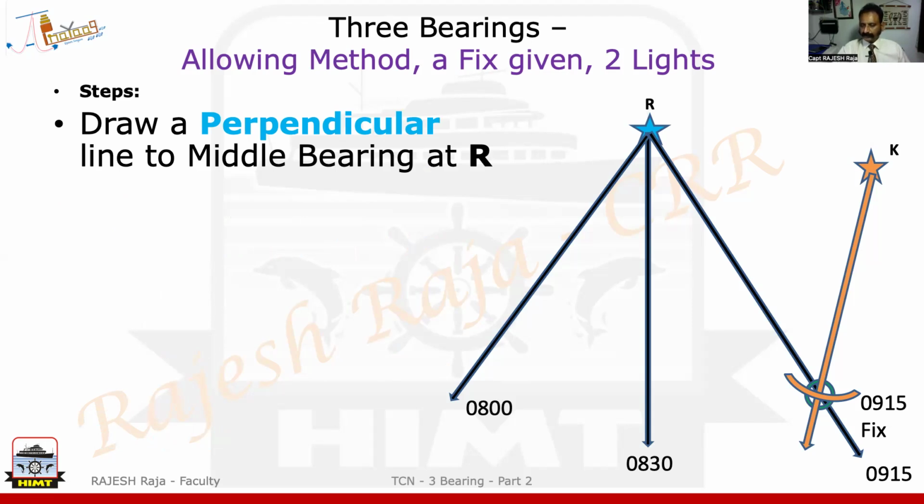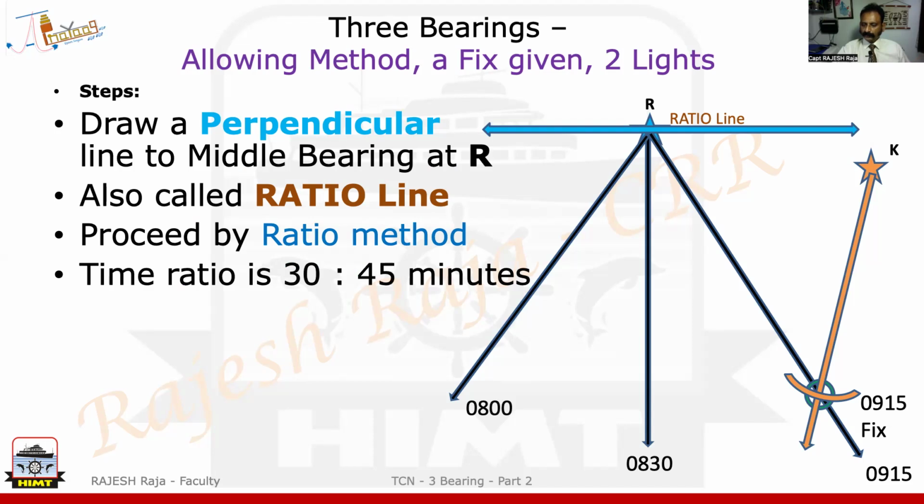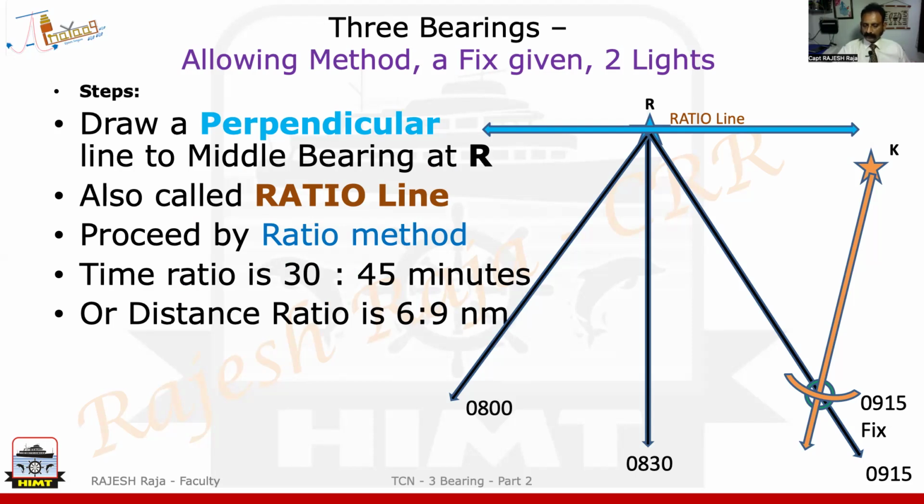Take the middle bearing, which is 830, and draw a perpendicular line with 830 at Romeo. So this is your perpendicular line. This is also called the ratio line because I'm going to use the ratio method here. What is the ratio? I can use time ratio: 8 to 8:30 is 30 minutes and the remaining time is 45 minutes. This can be changed into a distance ratio also, which is 6 nautical miles and 9 nautical miles. So I'll prefer taking 6 and 9. I can measure it from the chart.